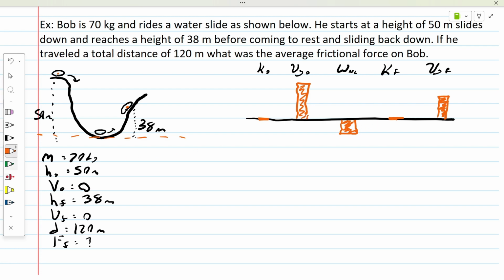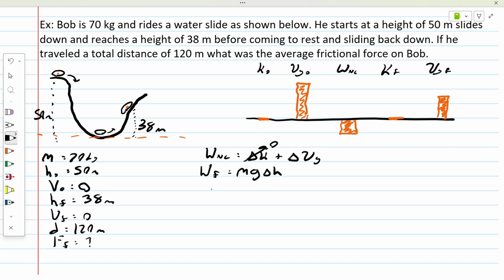So if we start with our work-energy equation, we get that the work by non-conservative forces equals the change of the energies. The change in kinetic energy is just going to be 0 because they are both 0 at the initial and final. But we want to relate these two. So we know the non-conservative work is from friction. And we know this change in gravitational potential energy will just be mass times gravity times the change in height.